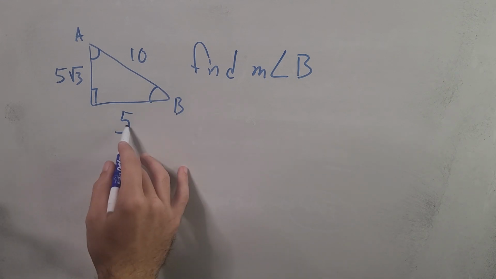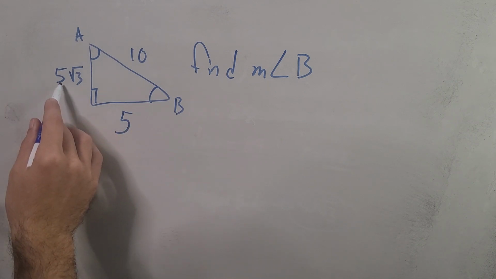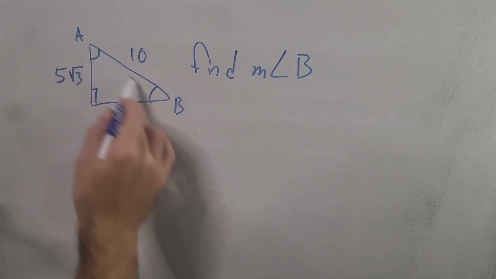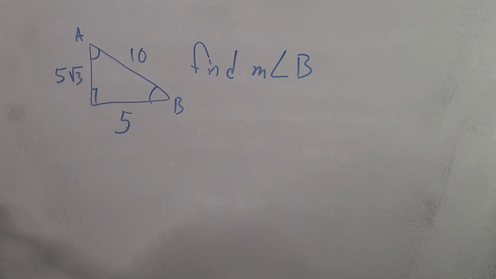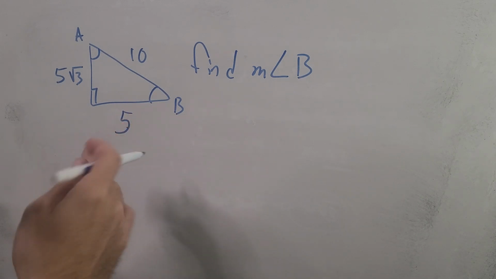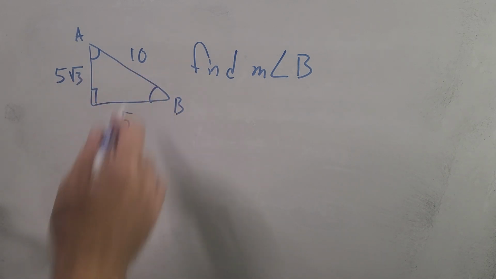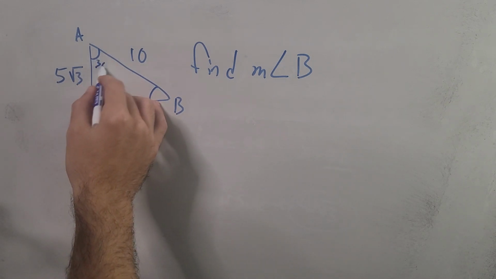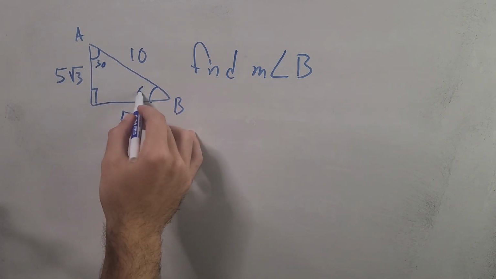You see how this value is also translated to the other leg as x square roots of 3. And then the hypotenuse is twice the length of the smaller leg. I know the diagram isn't beautiful, but as long as you notice that pattern, you understand that angle A is 30 degrees and angle B is 60.